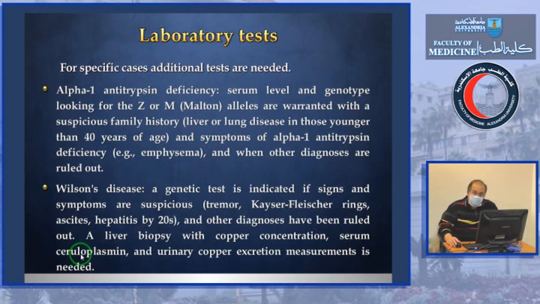We continue asking for the metabolic liver diseases. Alpha-1 antitrypsin, you should ask for PCR. Wilson disease, in which there is a Kayser-Fleischer ring and elevation of serum copper and total copper concentration in the liver.